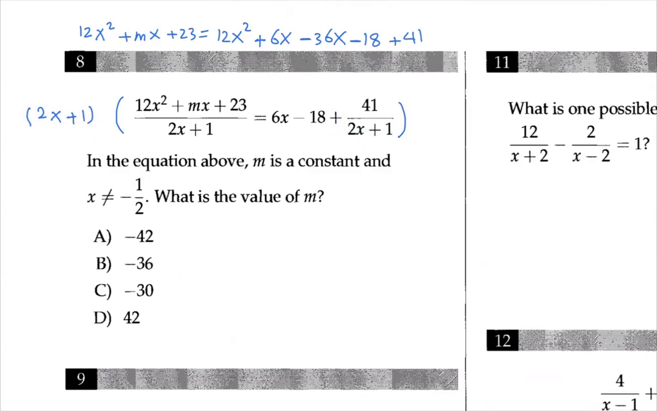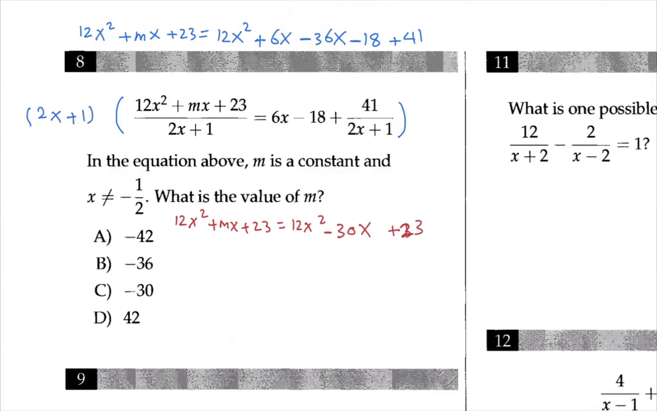So let's simplify. The left side, nothing to be done, so just bring it down. So you will get 12x squared plus mx plus 23 equals, here we have only 12x squared, bring it down. And this is 6x and this is negative 36x. So we can combine them together. It will be how much? It will be negative 30x. And negative 18 plus 41 is 23.